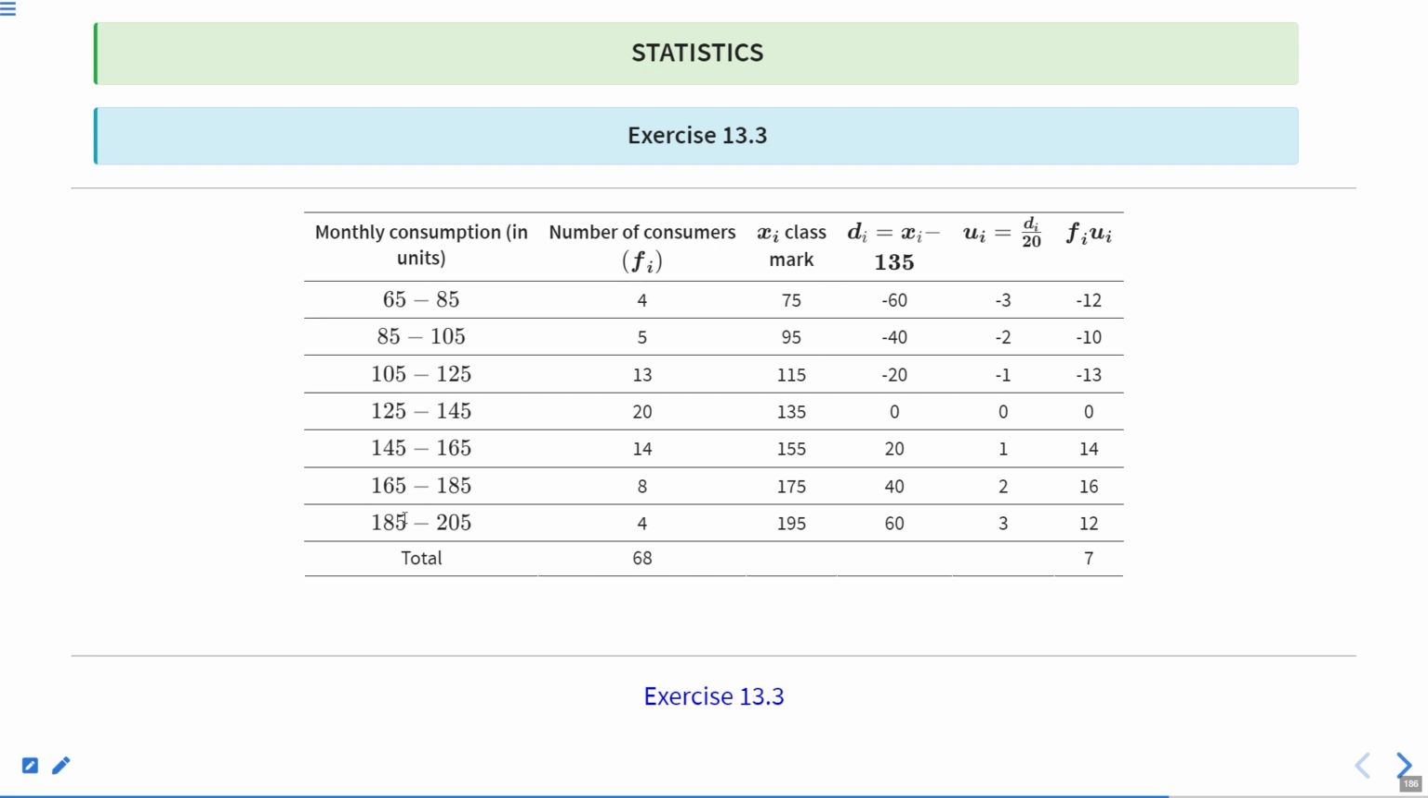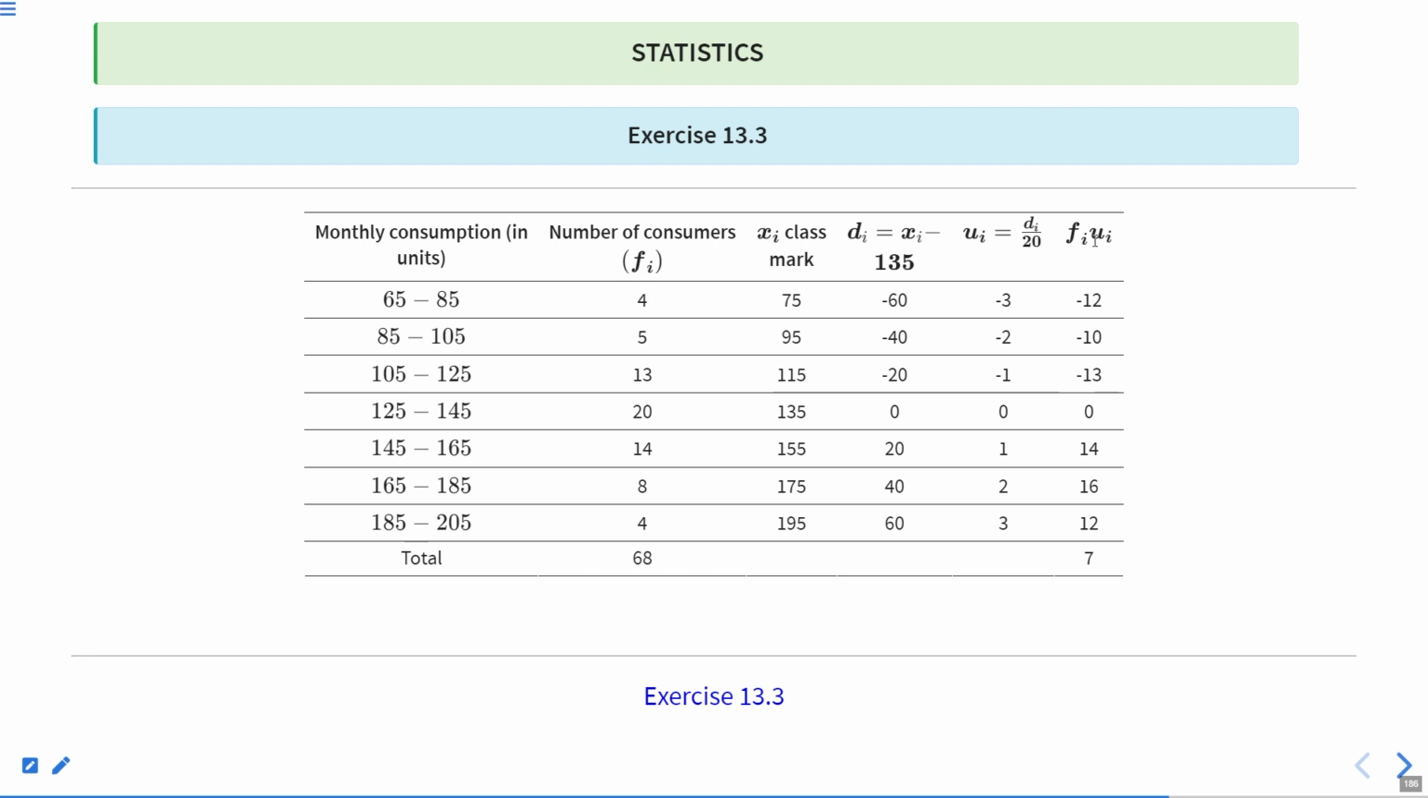Now for the class 185 to 205, xi is 195, and di is 195 minus 135, which is equal to 60. And ui is equal to di divided by 20, and here di is 60, so ui is 60 by 20, that is equal to 3. So fi ui is equal to 4 into 3, that is equal to 12.